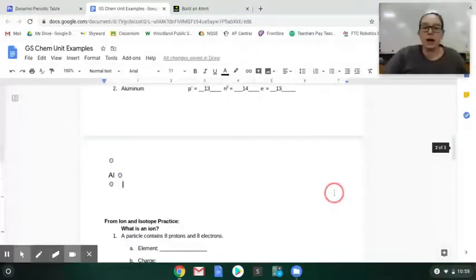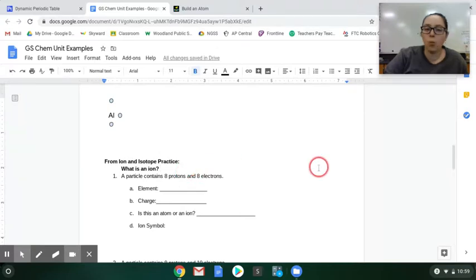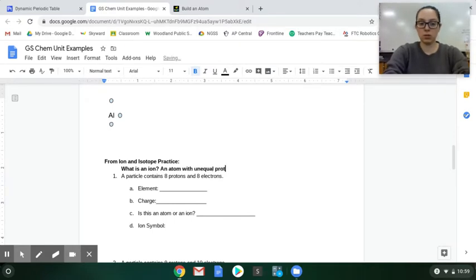Now let's talk about ions and isotopes. So, what is an ion? You guys learned about that last week. An ion is an atom with unequal protons and electrons.